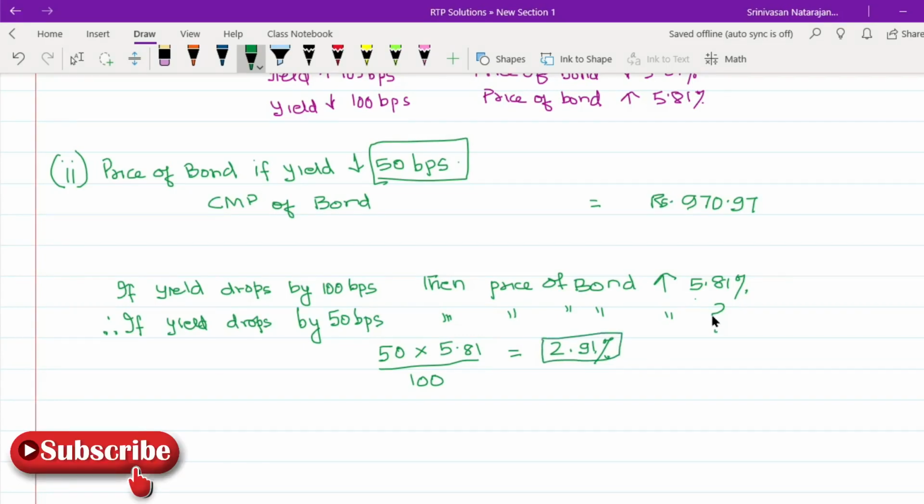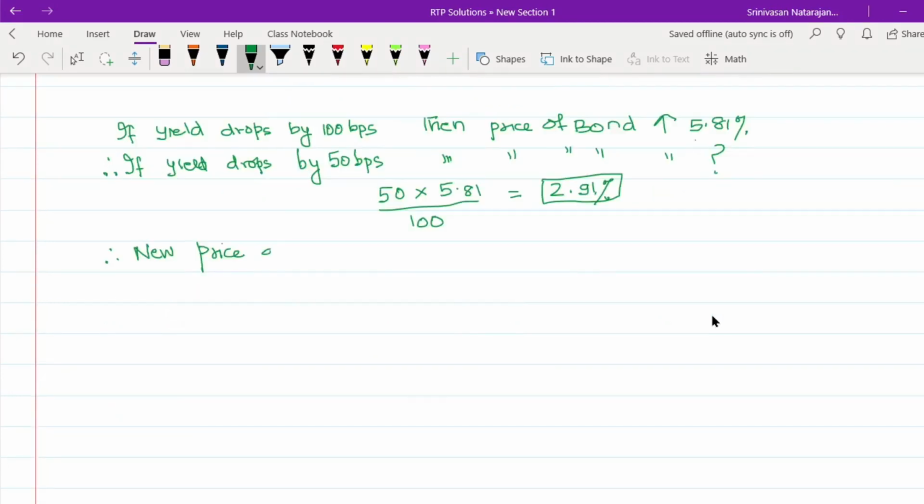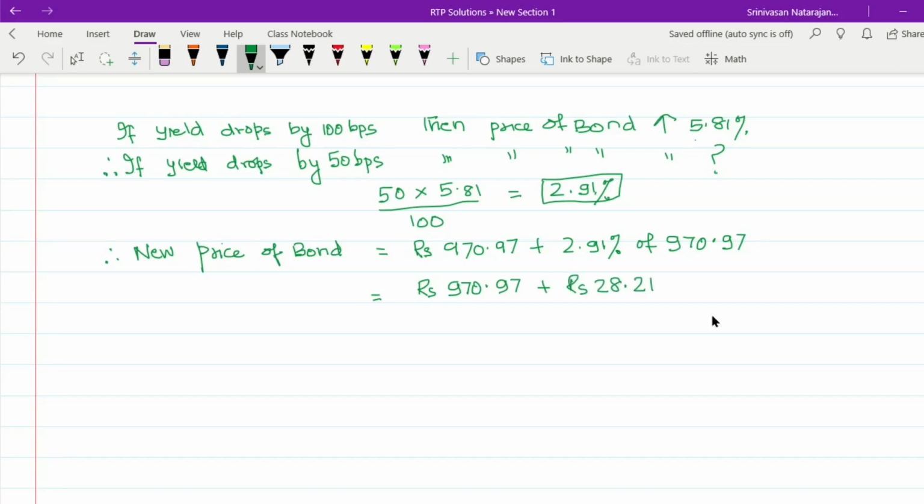So what will be the new price of the bond? Therefore, new price of bond will be rupees 970.97 plus 2.91% of 970.97. Now 2.91% of 970.97 gives us rupees 28.21. Therefore, the new price of this bond will be rupees 999.18. So this, students, is the answer for the second part.